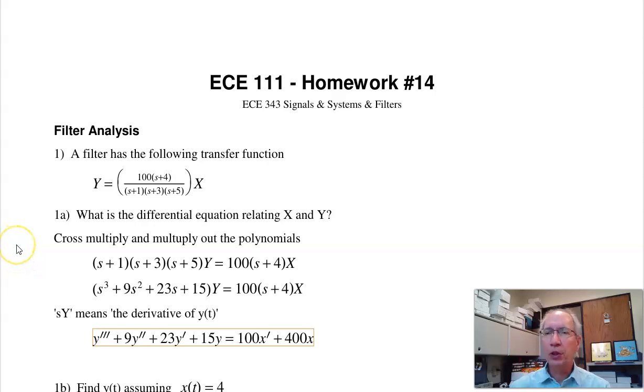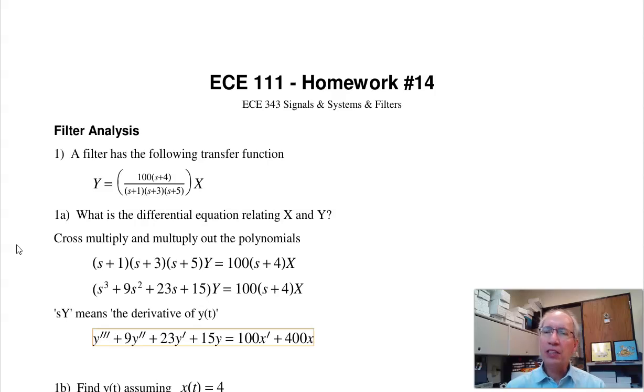Here are solutions to homework set number 14 for ECE 111, Introduction to ECE. This homework set looks at using Matlab to solve problems that you'll run into when you take signals and systems and designing filters. Now, a filter is any circuit whose gain changes with the frequency, which pretty much means any circuit with inductors, capacitors.